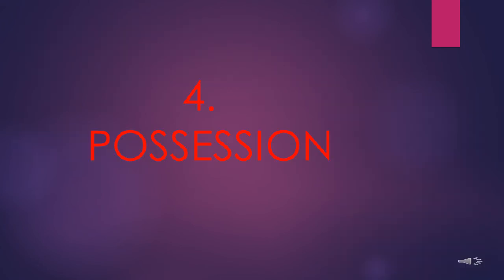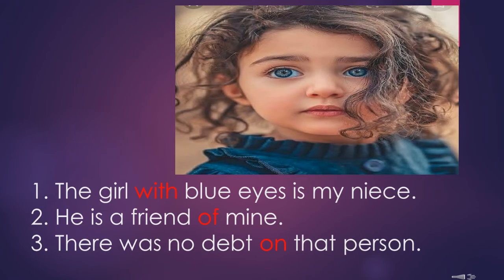The fourth relation expressed by prepositions is possession. That means belongingness, belonging of something to somebody. Sentence number 1. The girl with blue eyes is my niece. Now students, here the girl with blue eyes. Here the blue eyes belong to the girl. Okay. He is a friend of mine. Friend of mine here means the friend belongs to me.